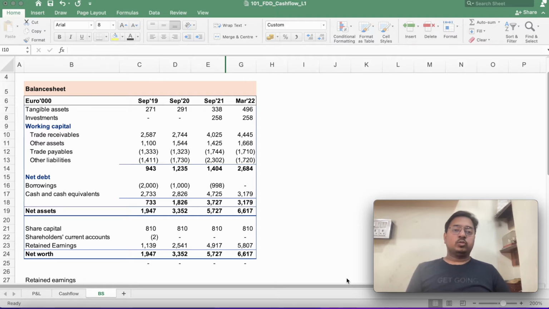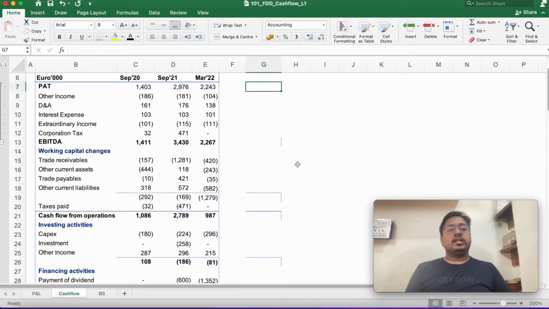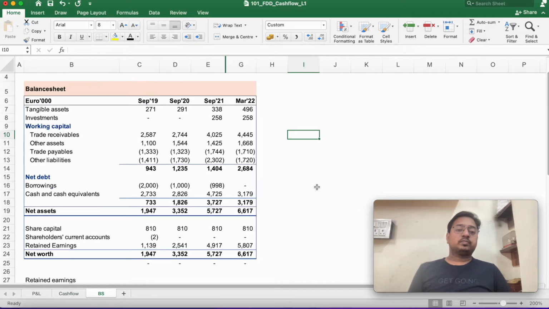So I'll walk you through the process and the files that we have here. First one, this is the balance sheet. This is a typical balance sheet for an FDD profile. So we start with the tangible assets, then we have working capital, net debt, followed by the retained earning and share capital. Then we have P&L. Here we have revenue, gross margin, EBITDA, PAT. I have created this cash flow here for your easy reference, and you will get the link of this file in the description. I'll get on to the method.